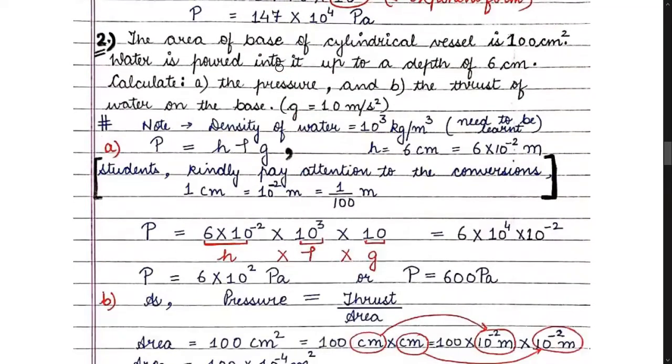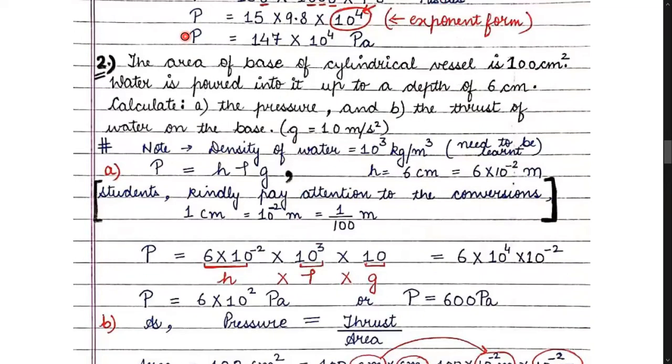Now similarly, let us do the second question. Children, please pay attention to the conversions also. See, the area of the base of a cylindrical vessel is 100 centimeter square. The area of the base is given. Water is poured into it up to a height of 6 centimeter.